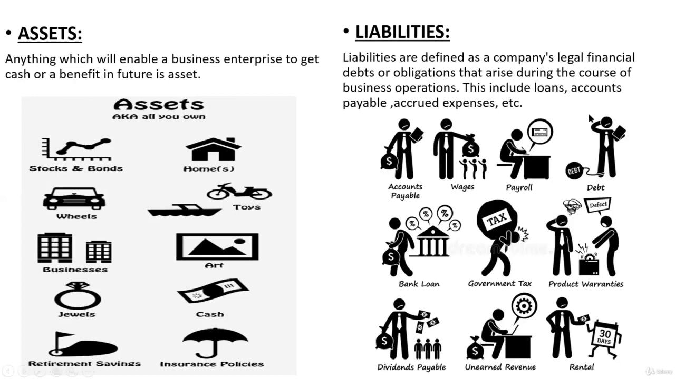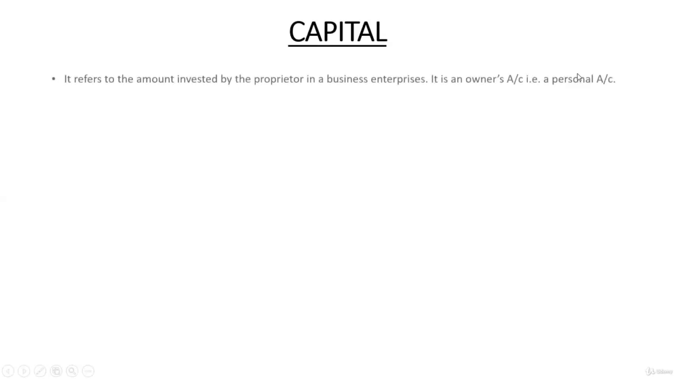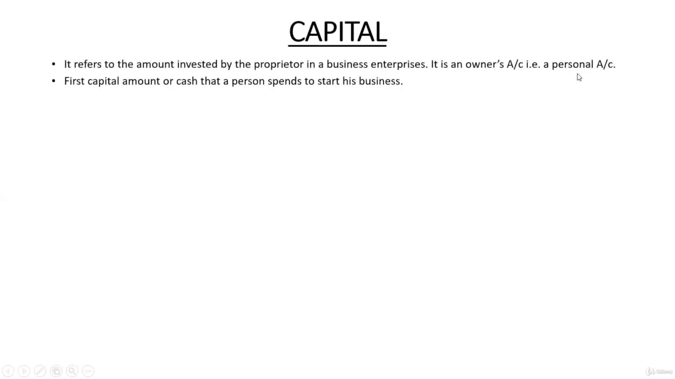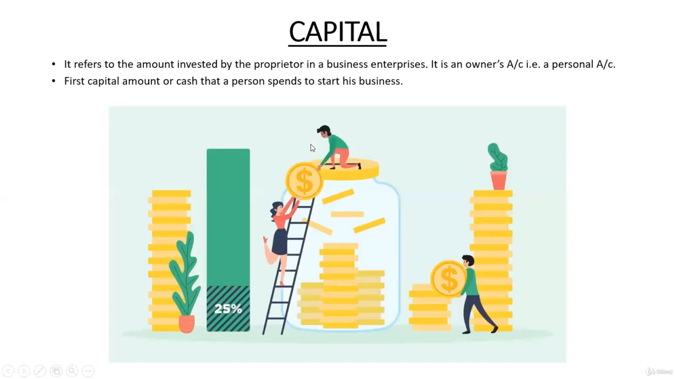Now the next thing I'm taking you over is the capital. What is capital? Whenever a person or an individual starts any business, he invests some cash or amount in the business to start or to run that business. The first amount invested in the company is known as the capital. So here it refers to the amount invested by the proprietor in a business enterprise.